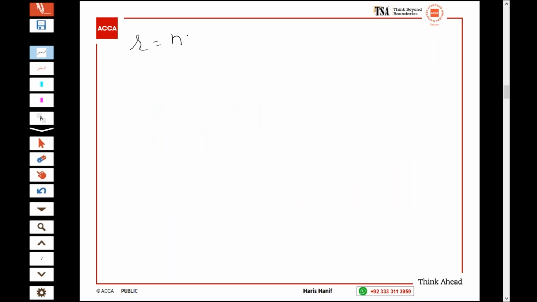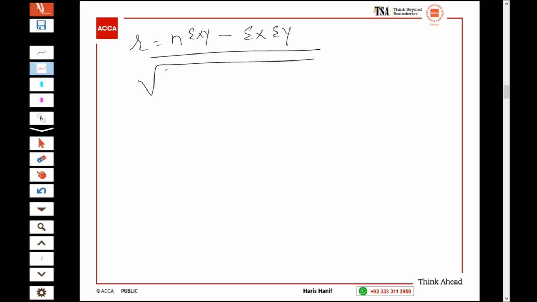This is n summation of xy minus summation of x summation of y divided by under root, that is n multiplied by summation of x square minus summation of x the whole square, and then you will be multiplying again n multiplied by summation of y square minus summation of y the whole square. Okay, now put up the figures here.